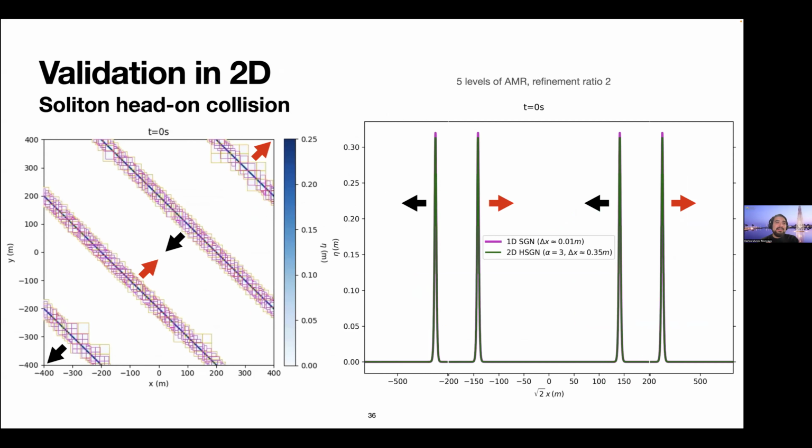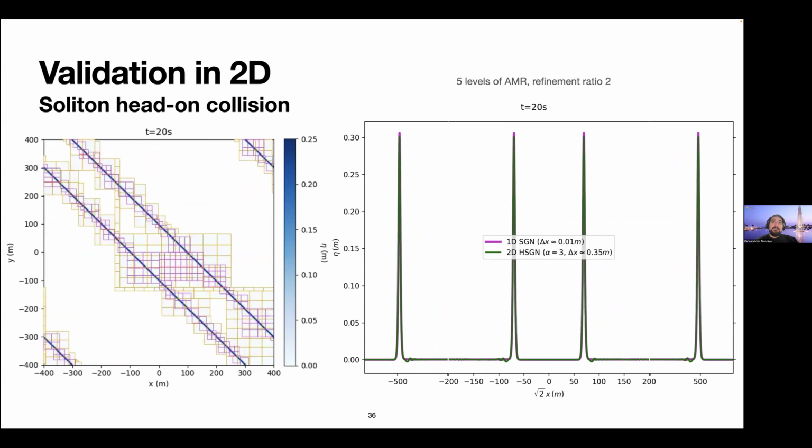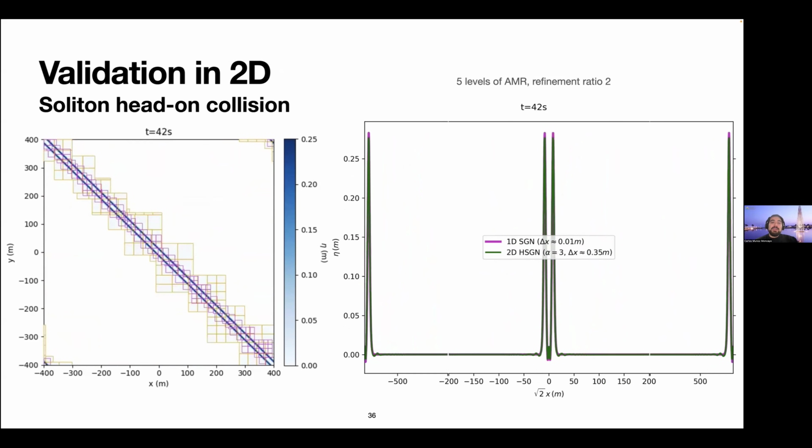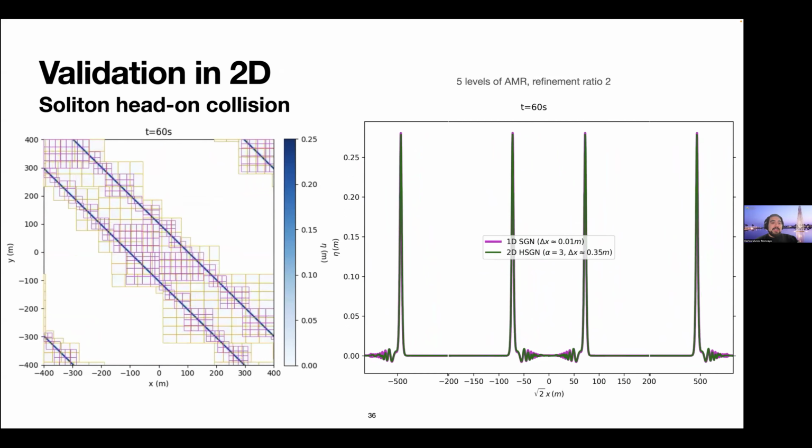We start with a quasi 1D problem. This is just the interaction of two solitons across the diagonal. This is just to validate the AMR implementation. I'm using 5 levels of AMR here with refinement ratio of 2 between levels. And we can see that the resolution is pretty good. At the right, you have a comparison with a 1D solution of SGN across the diagonal. And even though the 2D solution is fairly coarse with respect to SGN, they agree very well.